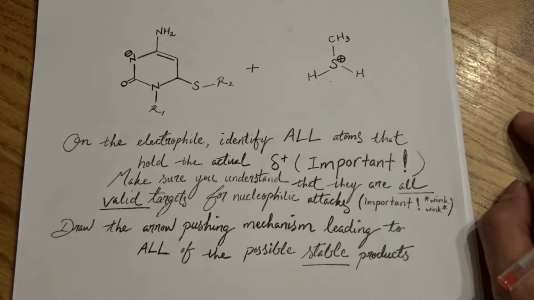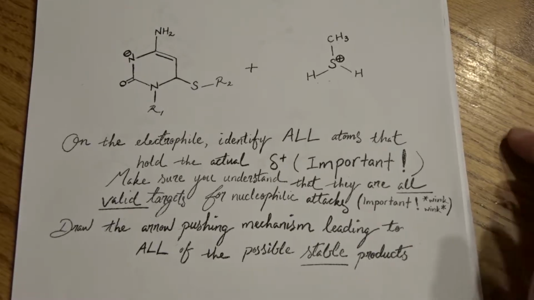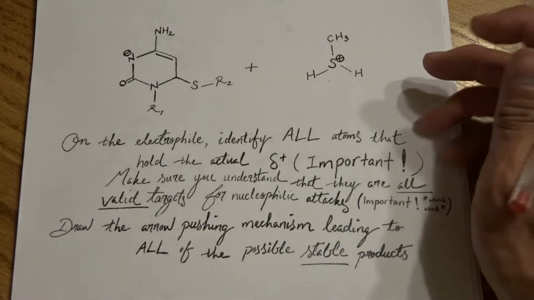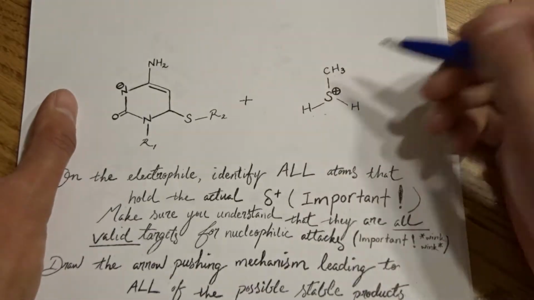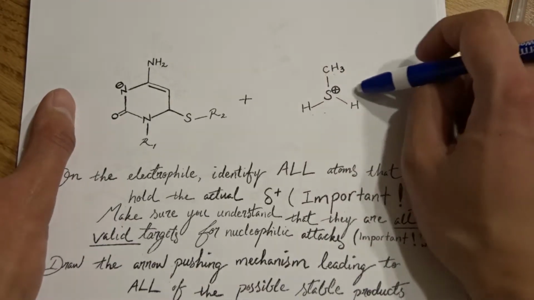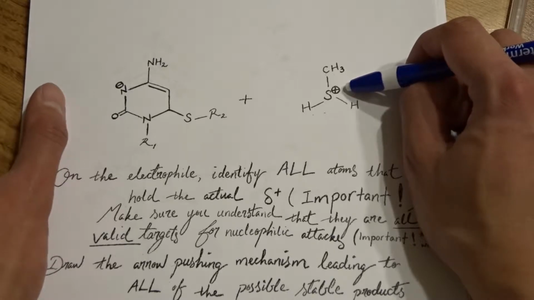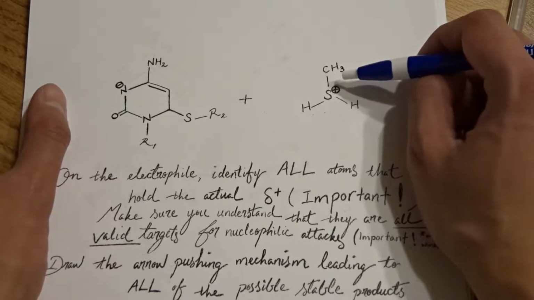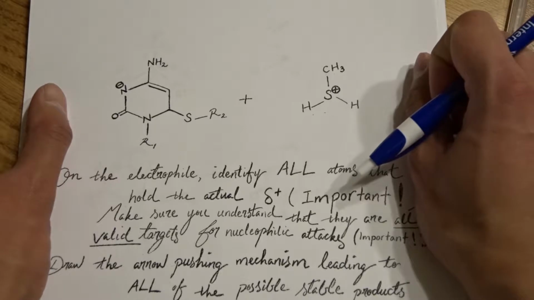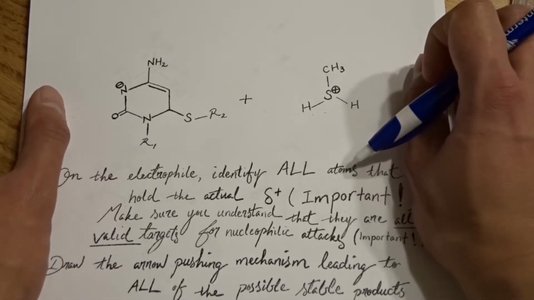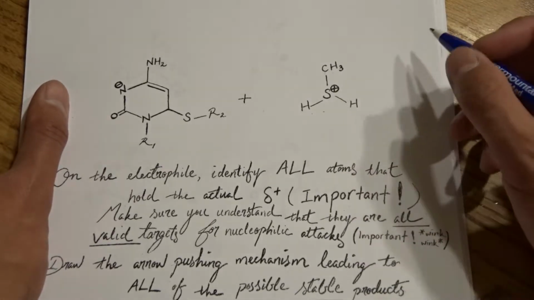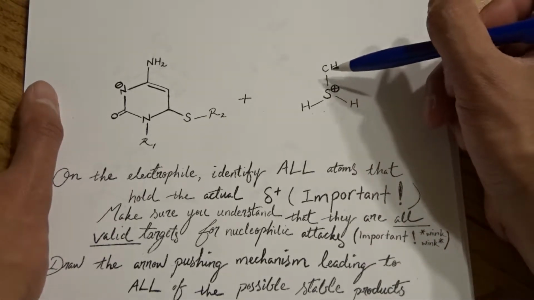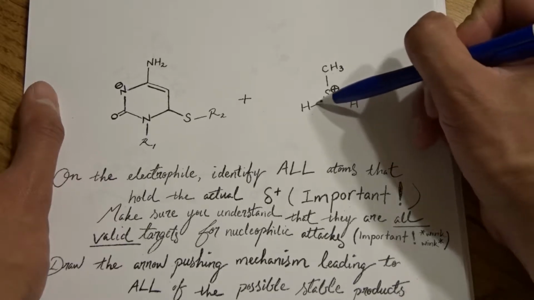Let's identify all of the atoms that hold the actual partial positive in this molecule. That is our electrophile, right? Okay, I'm gonna switch to blue. Sulfur again has to bear the positive charge, so it is very hungry for electrons because of the price that it has to pay for bearing that positive charge. So it is gonna hog all of the electrons in these three bonds.